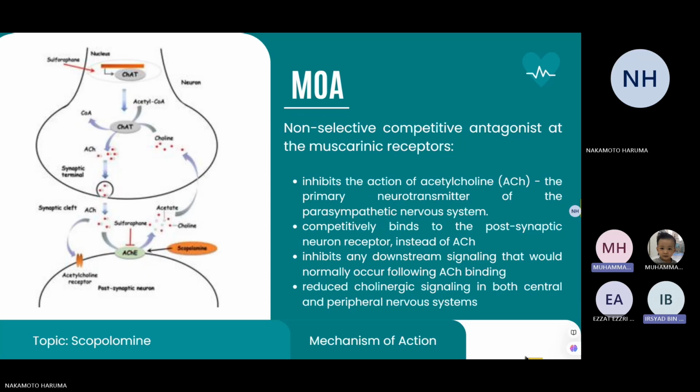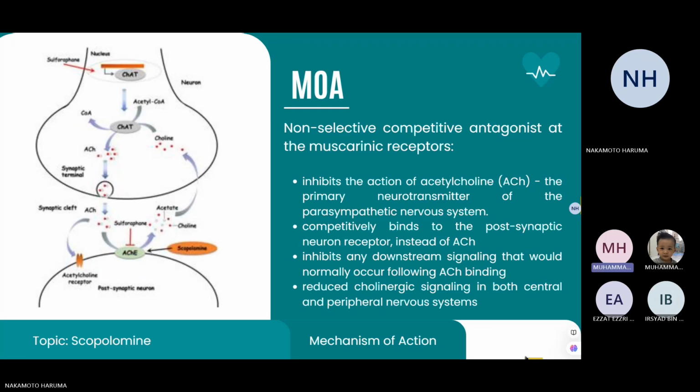As we know, the neurotransmitter of muscarinic receptors is acetylcholine. So scopolamine will competitively bind the postsynaptic neuron, and it inhibits acetylcholine from binding to the receptor, which also inhibits the action of acetylcholine. This can also be known as an anti-cholinergic antagonist. So scopolamine competitively binds to the postsynaptic neuron receptor instead of acetylcholine.